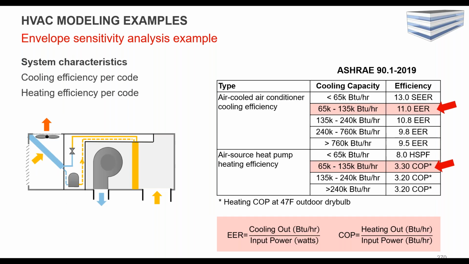So first you need to get cooling efficiencies. So again, let's go to 90.1. We'll grab the EER and the COP values. You could also go to 189 or the AEDGs if you want to be a little more aggressive on how efficient the heating and cooling systems are.